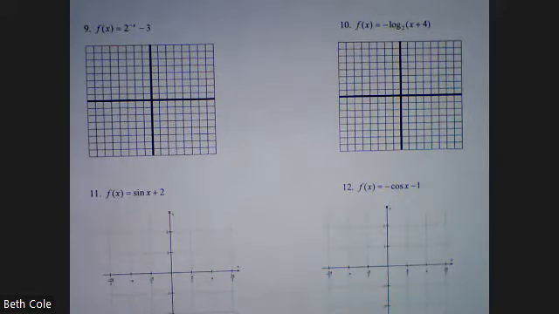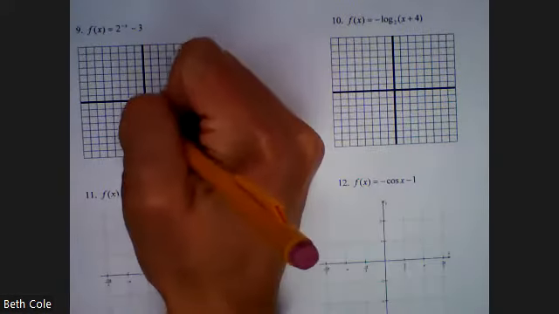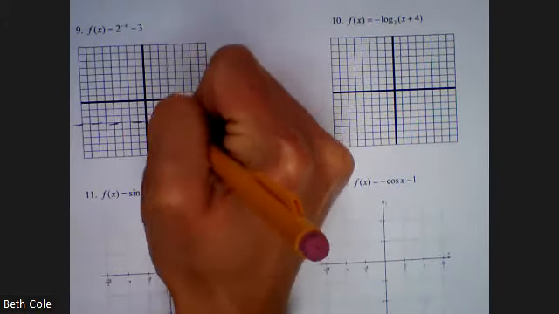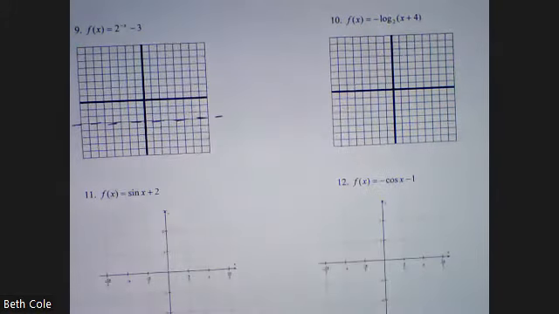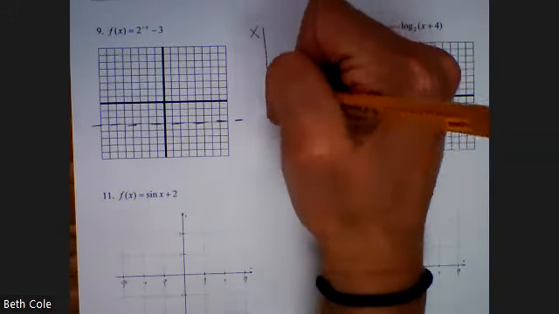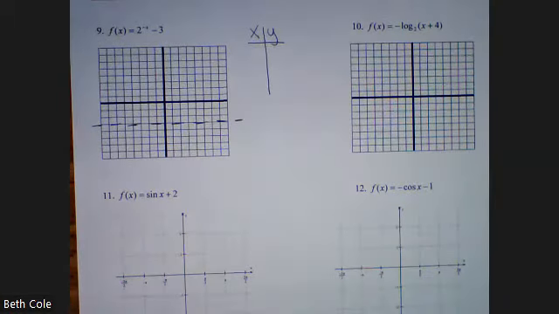Reflect over y. So instead of swooping up, it's going to swoop down. Okay. So start by going down 3. That's where the horizontal asymptote is going to be. And then we will plug in some numbers until we have 3 points. So what would you like to try?